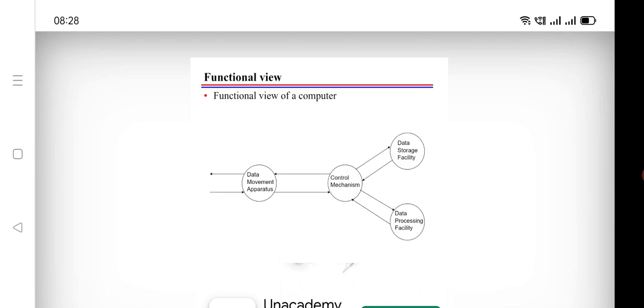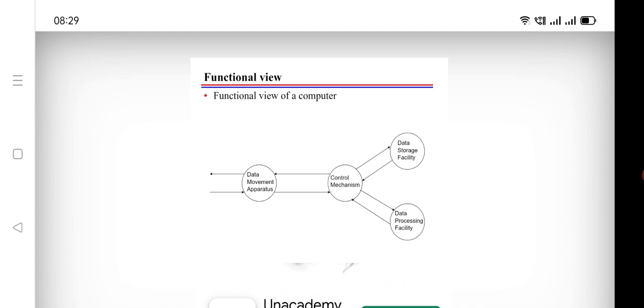Okay, coming to our functional view of a computer. So what is the actual functional view of a computer? As we have just said, there are four computer functions. How they are connected, we are going to see. You will have a data movement apparatus, a control mechanism, a data storage facility, and a data processing facility.